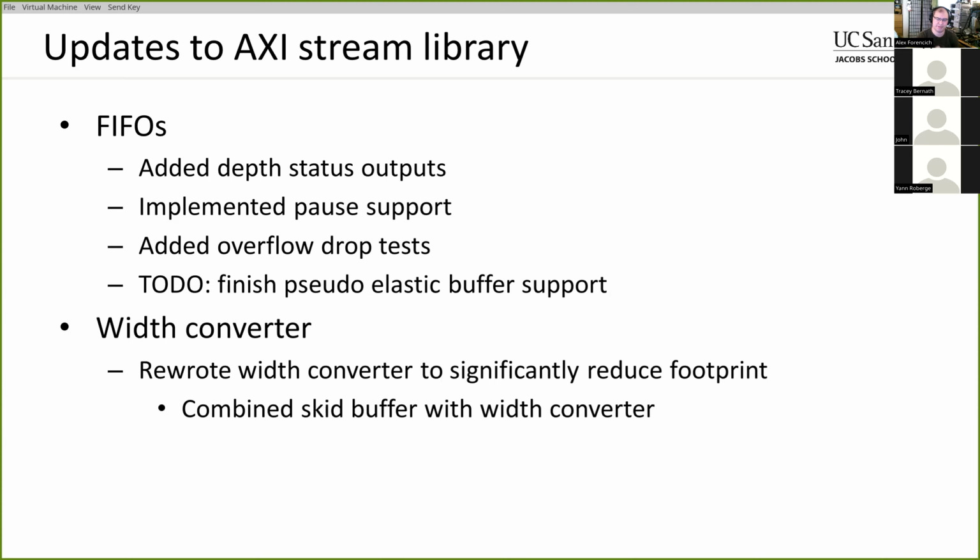Let's see. And the other thing that I was working on as well is a rewrite of the width converter. Previously, it wasn't written in a very nice way, and we had multiple additional register slices that weren't required. So basically I combined the skid buffer and width converter logic into the same thing. So we basically have one register slice on the input and one register slice on the output, and it seems to get the job done. And I think I have some more specific numbers on the Zulip.